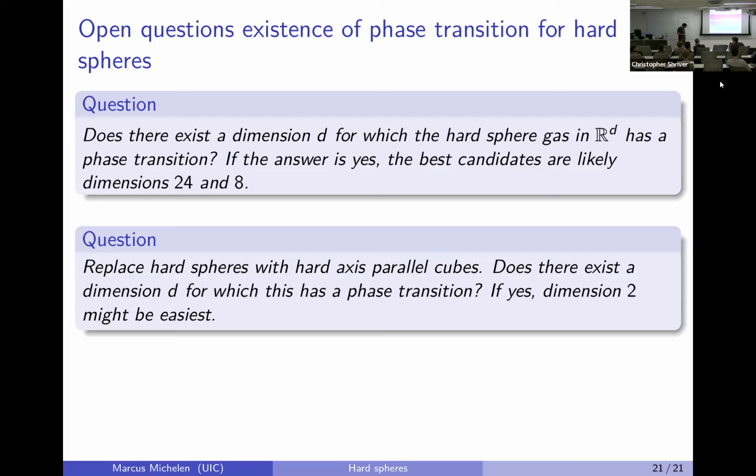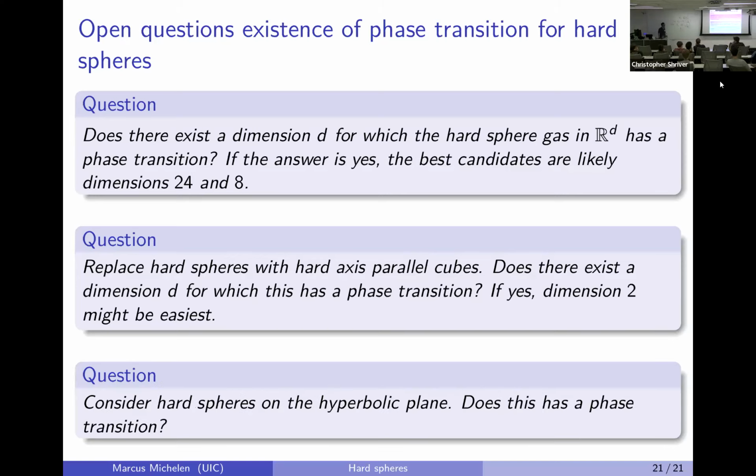And finally, maybe for this audience, and we were talking before with Lewis, it might be a good thing to try this on something like the hyperbolic plane. On the hyperbolic plane, you might want to show non-uniqueness of Gibbs measure for large lambda. Okay, that's all I have. So thank you very much.